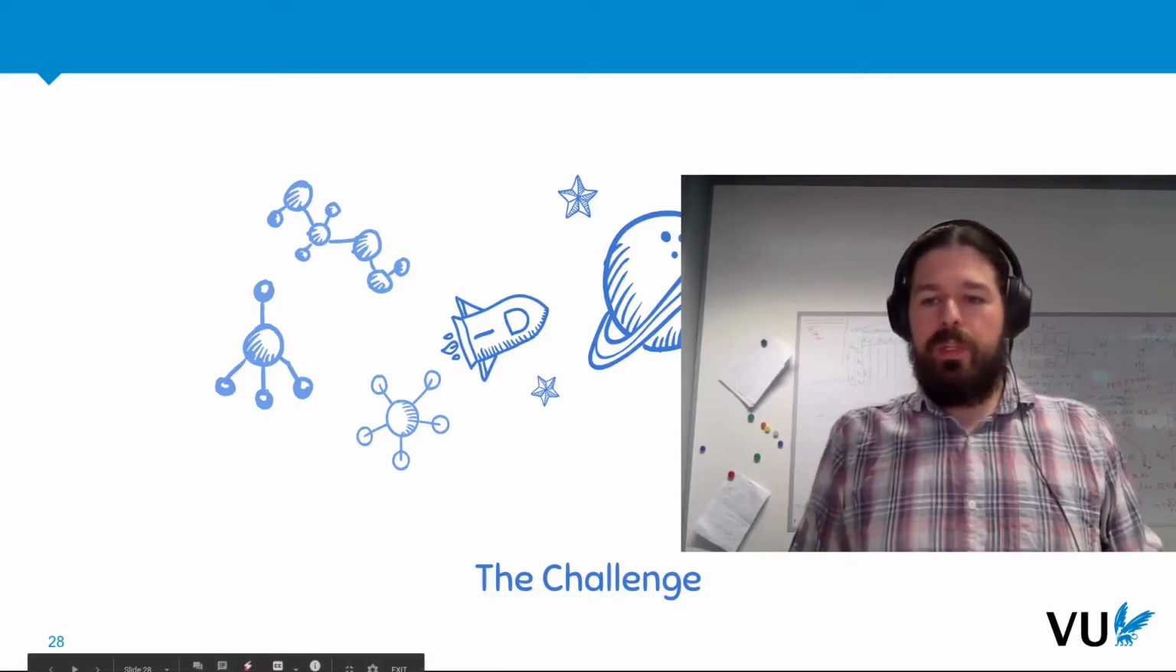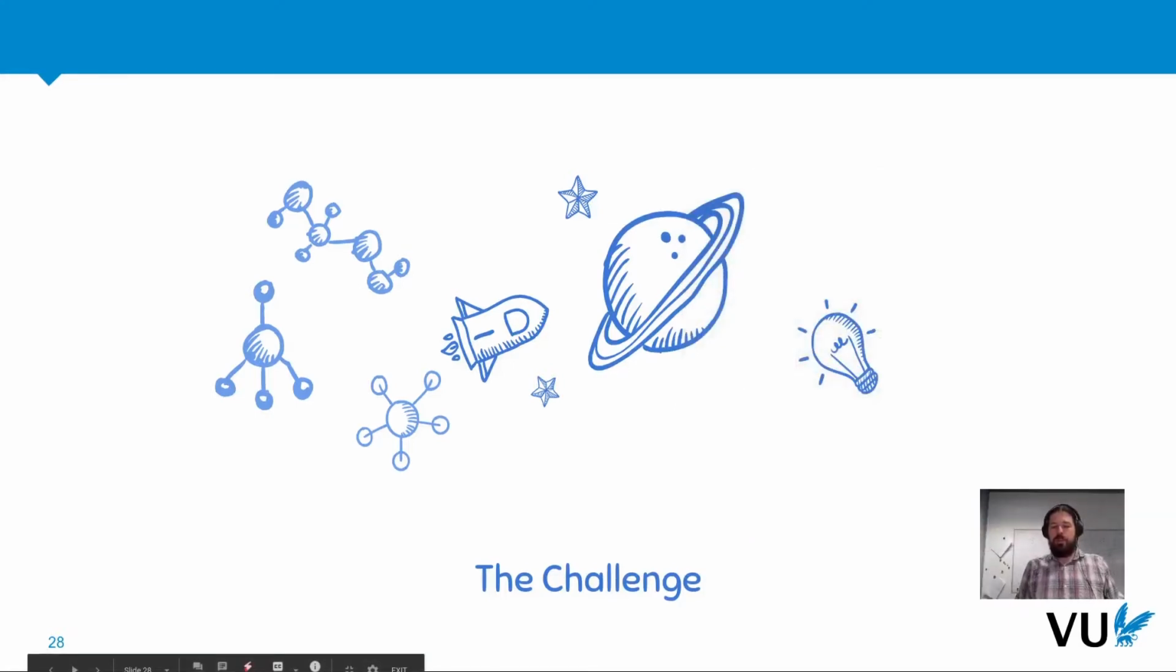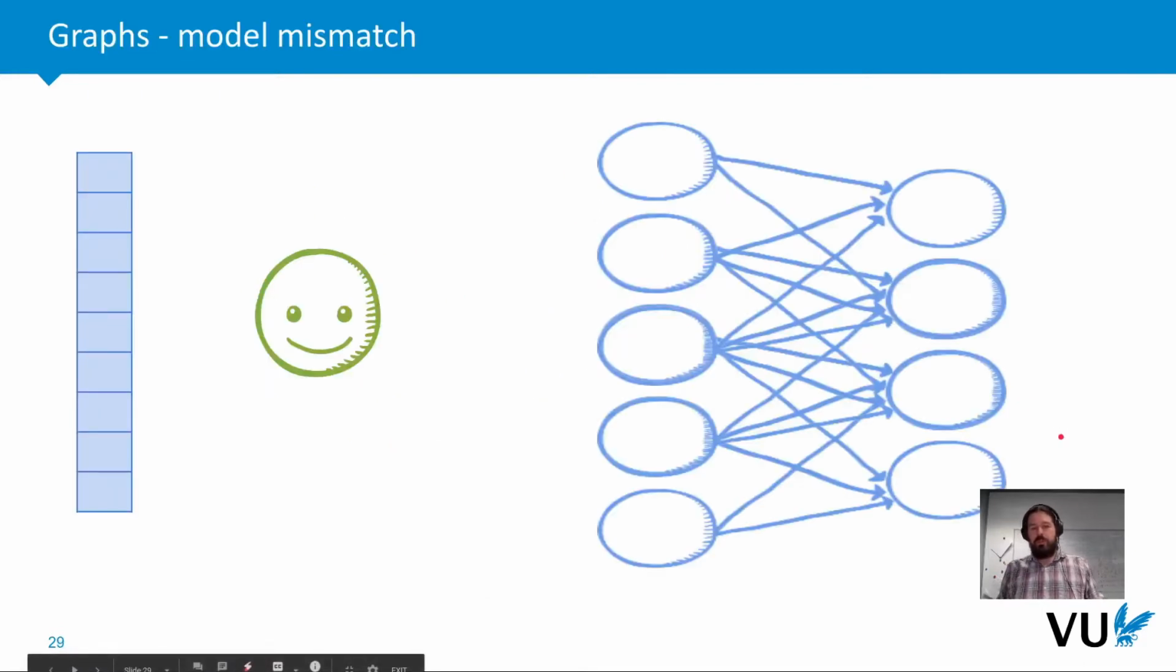Now, when we're embedding graphs, we have one big challenge. When we were working with embeddings before, for example with text or images, it was actually easy to fit them into a neural network. We had a one or two dimensional structure, just a linear thing, and we could nicely feed that into the neural network, which is here on the right.